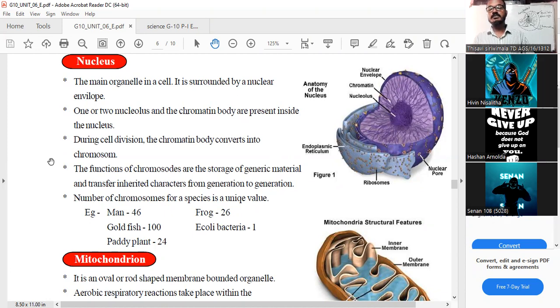The number of chromosomes for a species is a unique value. In a human cell, there are 46 chromosomes, goldfish 100, paddy plant 24, frog 26, E. coli bacteria 1. You don't have to memorize those except the human chromosomes. Man 46 you can memorize, the others you don't need.